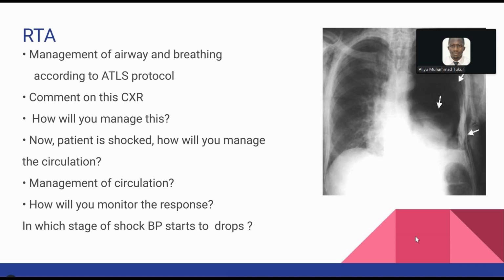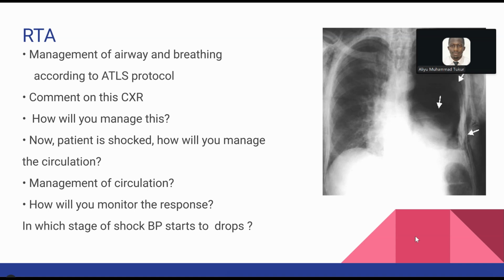The percussion can give rise to hyperresonant percussion note in tension pneumothorax, or in pleural effusion from hematoma, it could be dull or even stony dull. And one should listen with a stethoscope. If one listens, there may be absent breath sounds where there is a pathology. So this is how to assess the breathing.